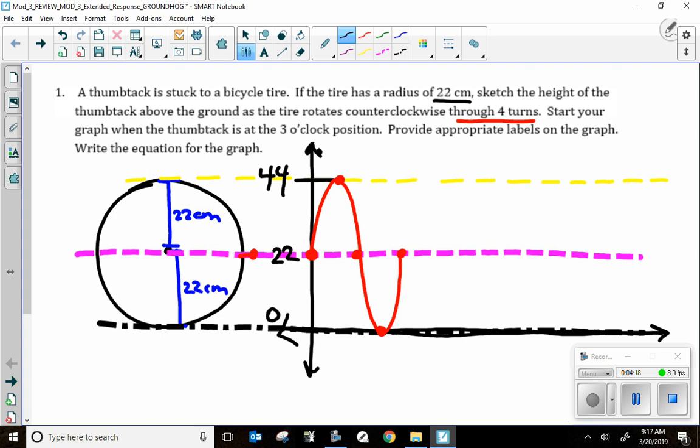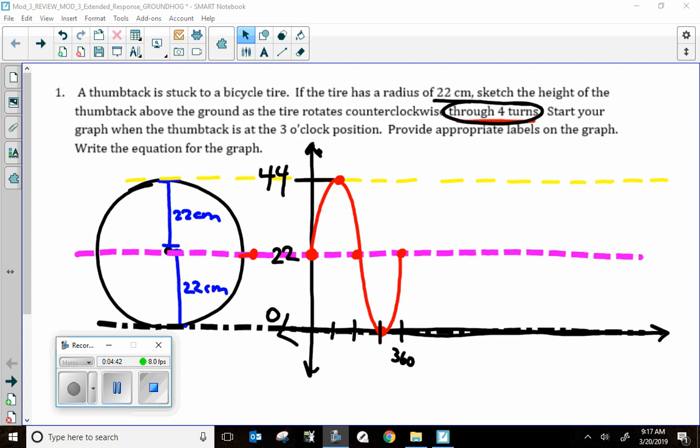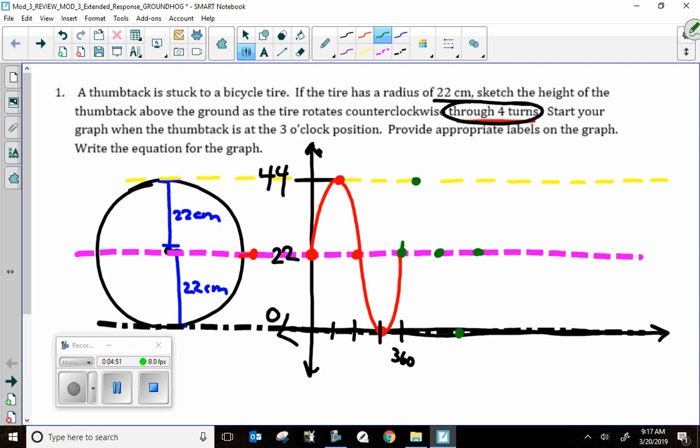Now, 1 rotation of a bicycle wheel around a circle is 360 degrees. Halfway point would be 180. Half of that would be 90, and this would be 270. But I have to do that 4 times, so they want me to graph it through 4 turns. So let's do what I did in red 3 more times, so that there will be a total of 4. It's going to start at 0 and end at 0, in the middle, then it goes up high and down low. It's a typical sine curve.